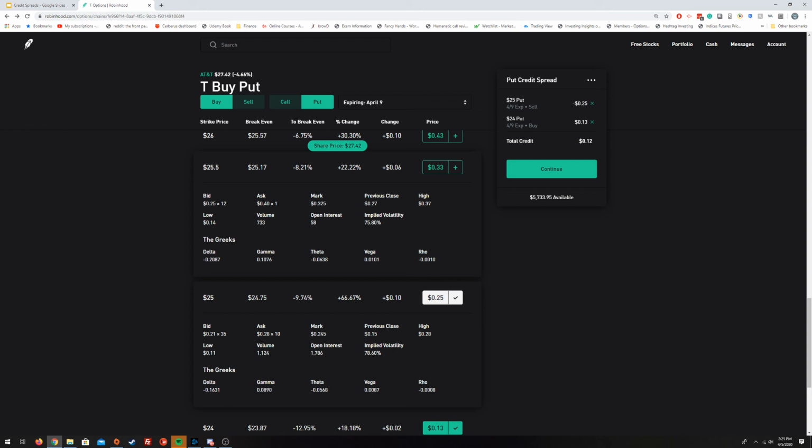And that's why credit spreads are a little more dangerous, I'd say, than trading options, obviously because of the higher loss potential.